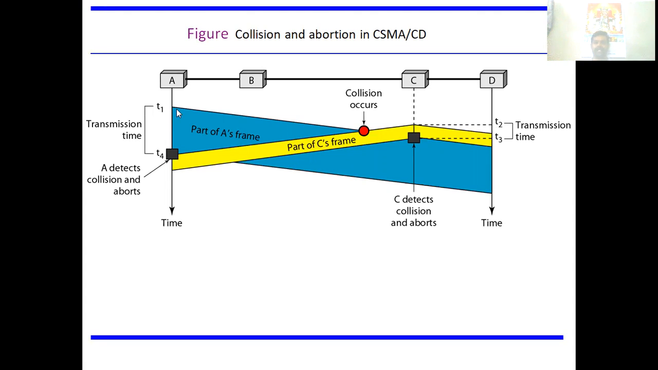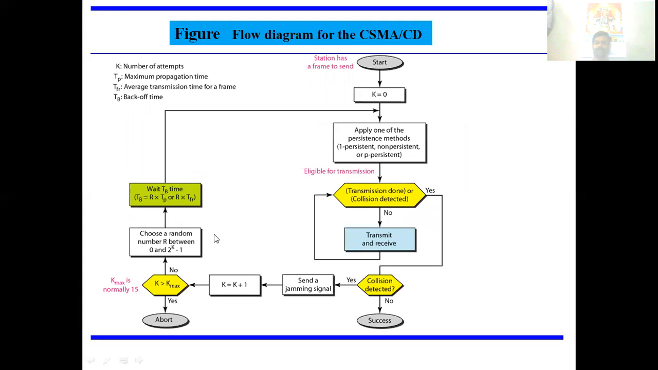Okay, so here A is sending the frame, and here C is sending, and at this point the collision is occurring. This is the transmission time of A, and this is the transmission time of C, and at this place it is detecting the collision, and at this place A is detecting the collision.